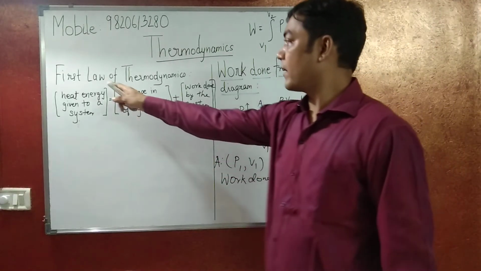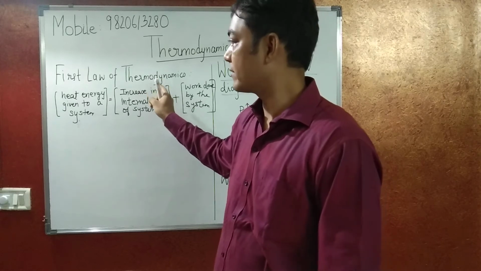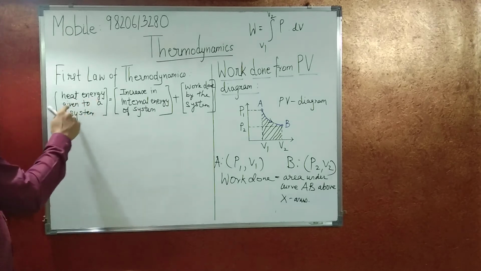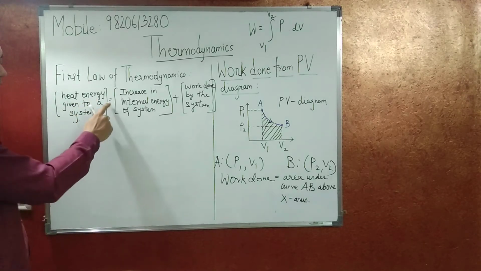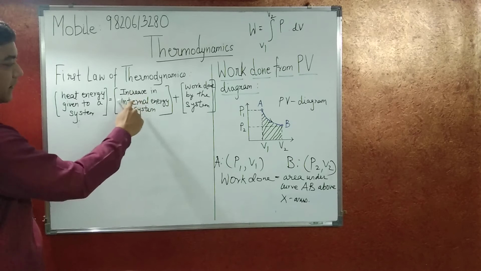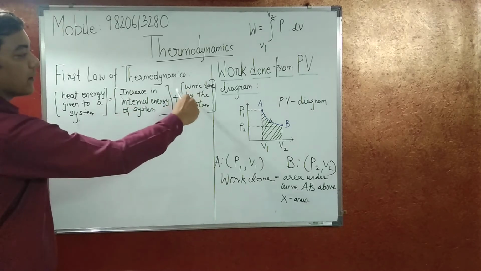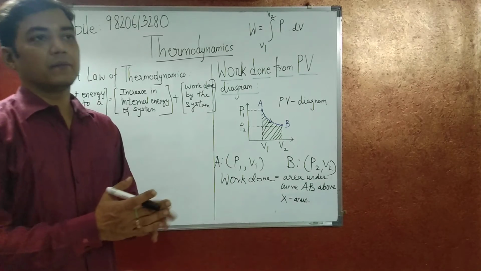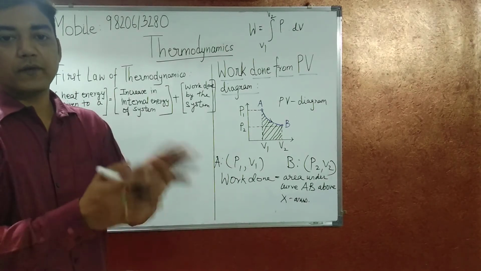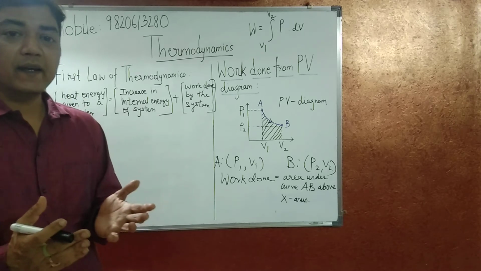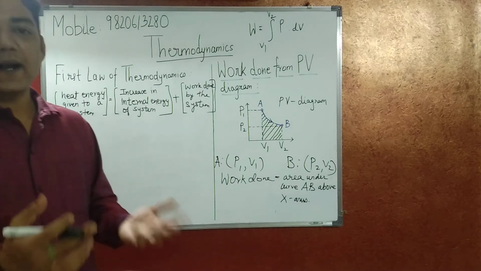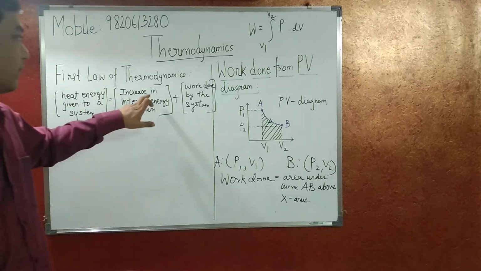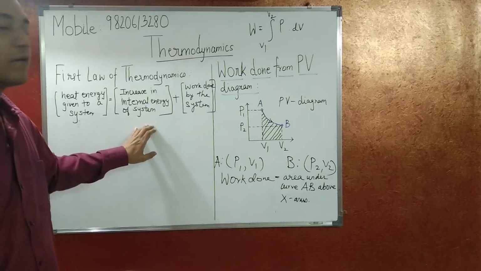Okay, so now we come to the first law of thermodynamics. What does it state? Heat energy given to a system is equal to the increase in internal energy of the system plus work done by the system. Let's say you have an ideal gas in a container fitted with a piston. If I supply heat energy to that gas, or basically to that system, what will happen? There will be an increase in internal energy of the system.